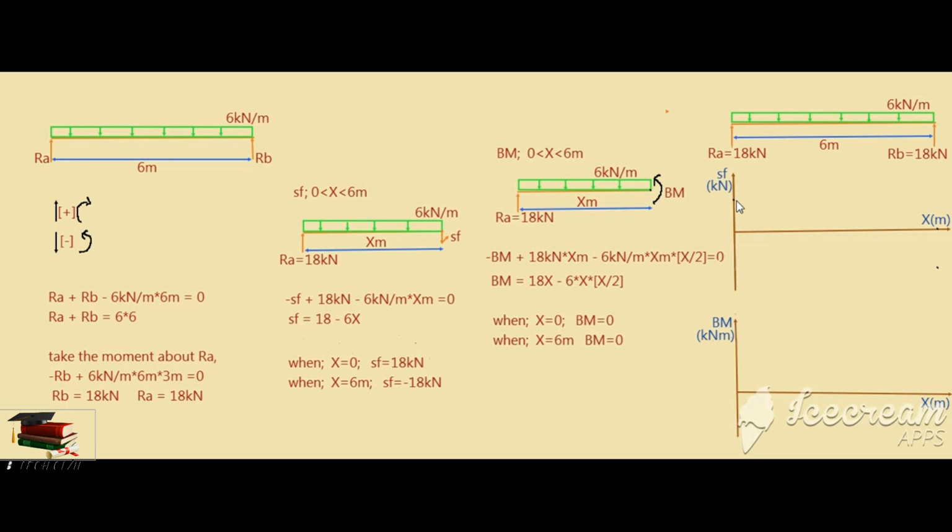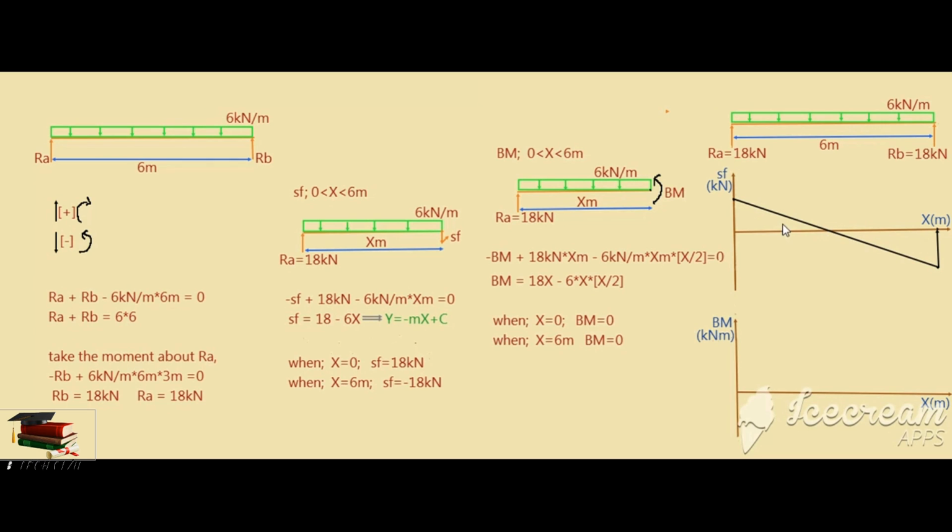So now we want to connect these 2 points with a line. But we don't have a clear idea whether this is a straight line or a curve. So we can look at the expression relevant to the 0 to 6 meter range. Shear force is equal to 18 minus 6x. This is like y is equal to mx plus c. We know the shape of this graph: it is a straight line with negative gradient. I can connect these 2 points with a straight line.